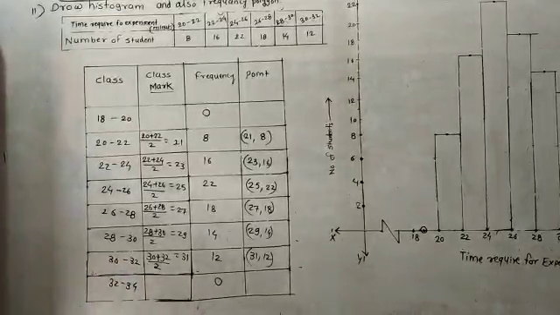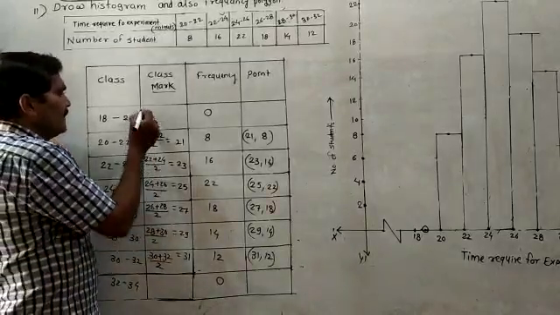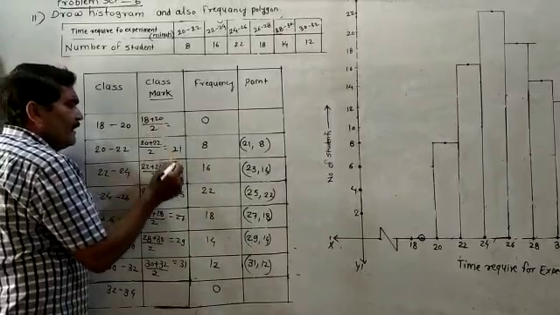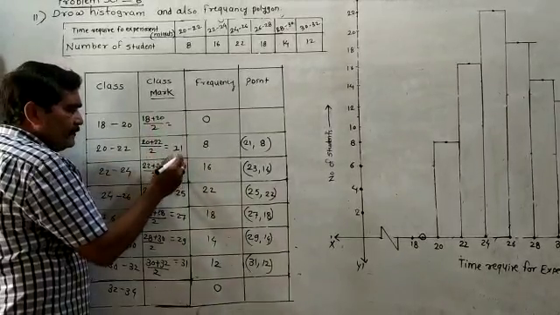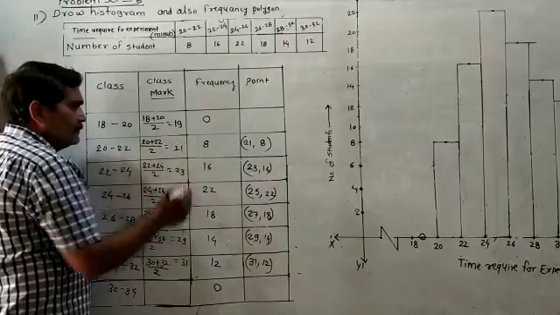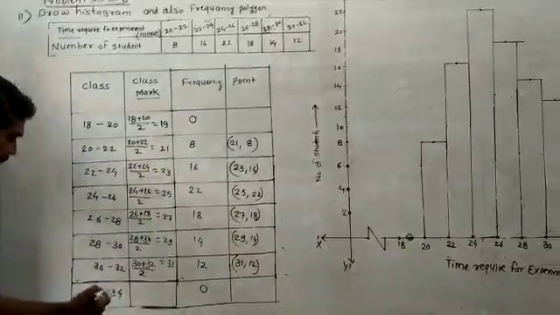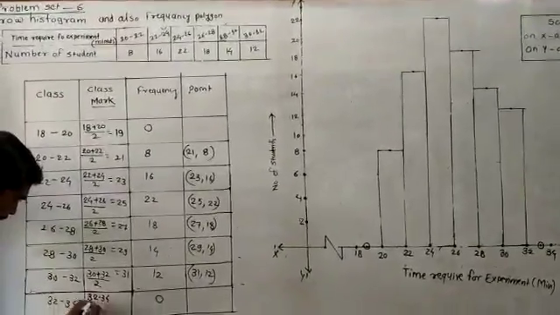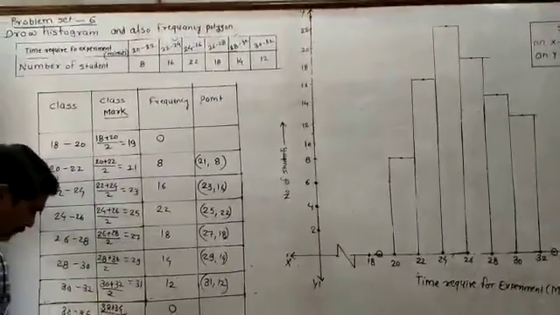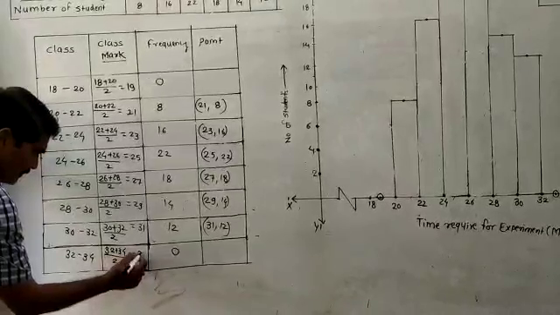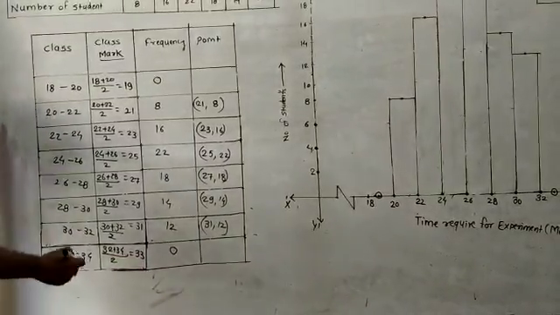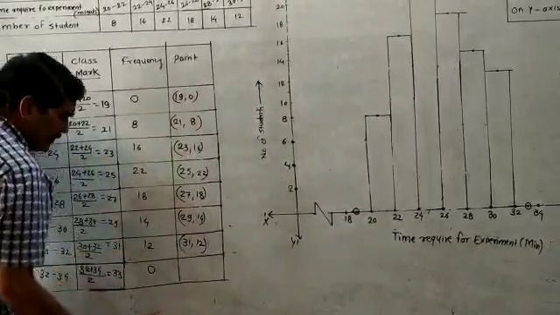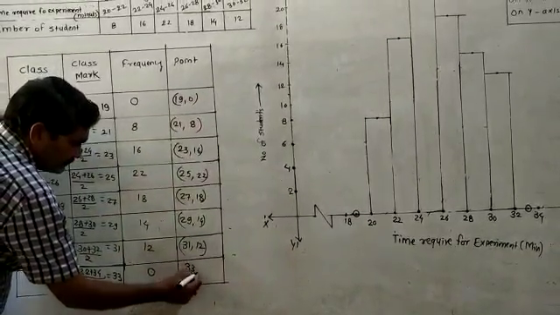You have to find out the class mark of these classes. At that time, lower limit plus upper limit divided by 2 will come 19 for the first class. For the class 32 to 34, 32 plus 34 upon 2 will come 33. And you have to write the coordinates of the points: 19, 0, and 33, 0.